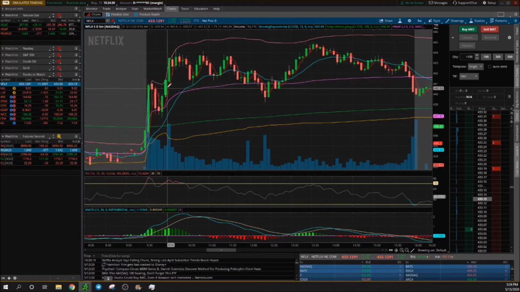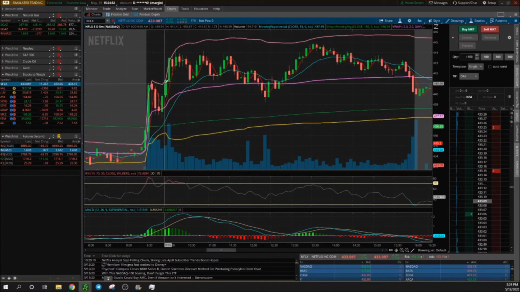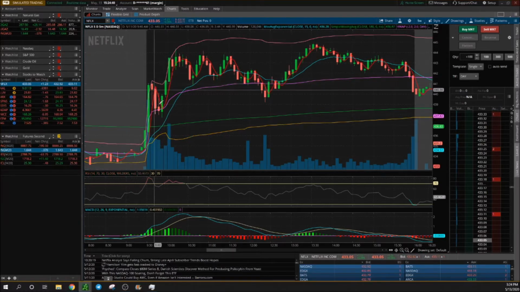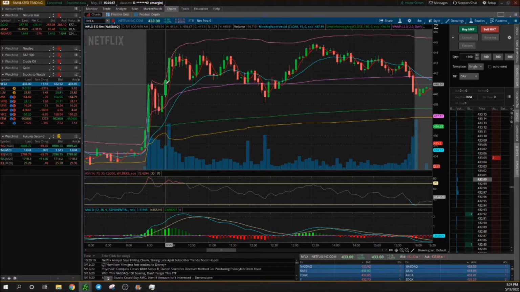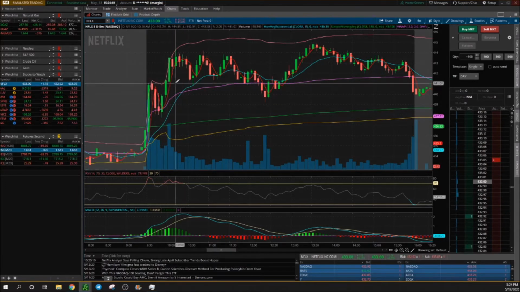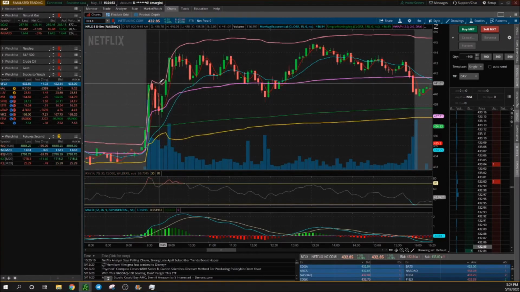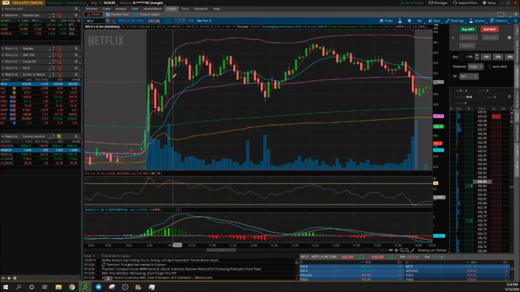So when we got to this level, it probably would have been a smart idea to ring in some of your profits, right? I mean, we could expect, all right, we had a pullback. We expect to see this point get hit, right? And the reason why we expect to see that is, all right, look right here. This is a perfect example, and this is why I'm using Netflix.